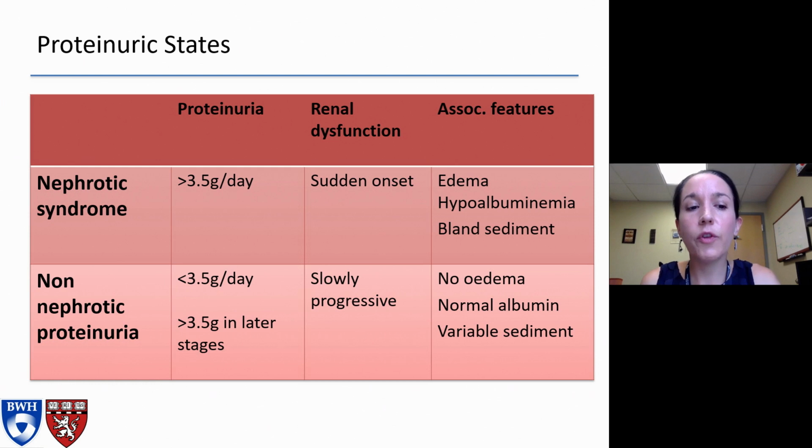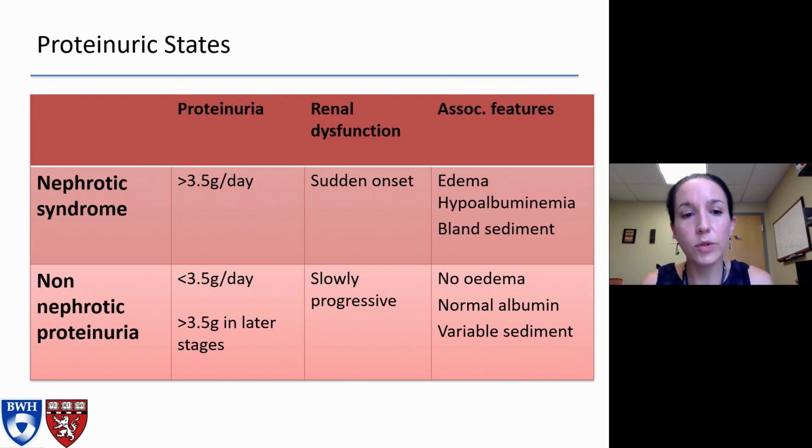So comparing nephrotic syndrome with non-nephrotic proteinuria, again, the proteinuria is heavier in those patients that have nephrotic syndrome, but it tends to be a more sudden onset of proteinuria and renal dysfunction. These patients obviously have edema and hypoalbuminemia with a relatively bland urinary sediment because the endothelial side of the glomerular basement membrane is intact, so you tend not to see red cells and inflammation.